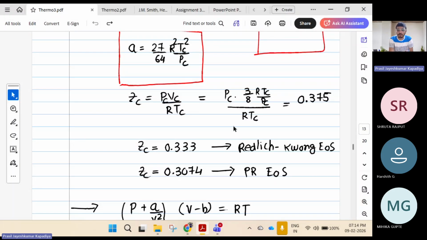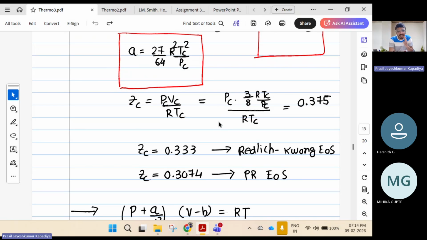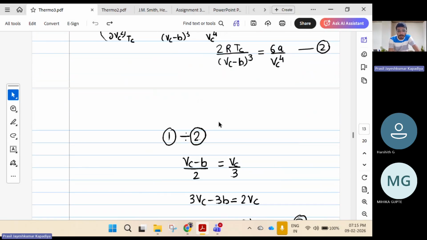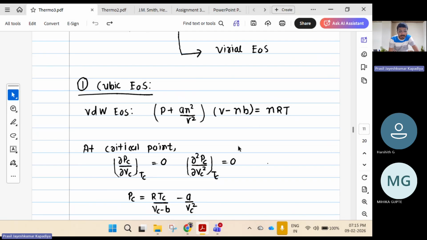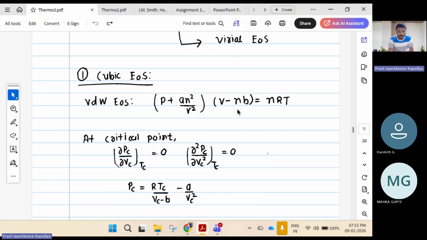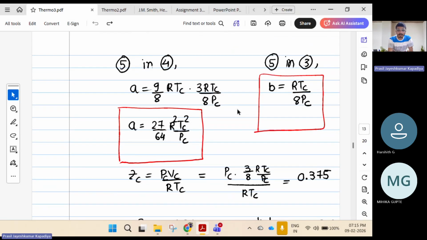It should be in the range of 0.2 to 0.3, but from van der Waals we are getting 0.375. So the corrections of A and B that we have applied here, by adding intermolecular interactions and by subtracting the volume occupied per molecule, are not sufficient. Okay.